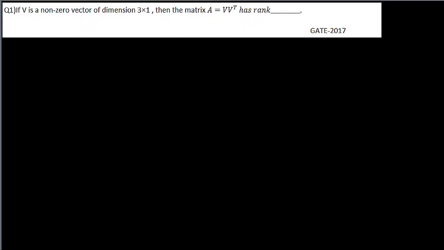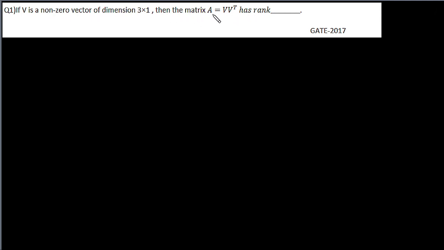Hello everyone. Let's solve some of the linear algebra questions that were asked in the GATE exam in previous years. So let's start with question number 1. Question 1 says if V is a non-zero vector of dimension 3 cross 1, then the matrix A, which is defined as V multiplied with V transpose, has a rank.